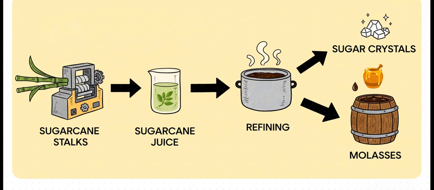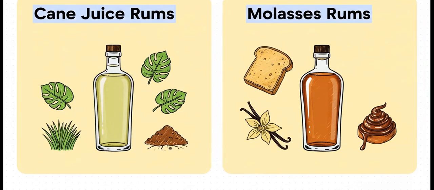And molasses is simply that thick, syrupy byproduct that's left over after sugar crystals have been taken out of the juice during sugar refining. And the impact of that choice is huge. Rums made from fresh cane juice, like rum agricole from Martinique or cachaça from Brazil, often have these bright, grassy, earthy notes. Molasses-based rums, on the other hand, and that's the vast majority of rum in the world, tend to have richer, sweeter, and toastier profiles.